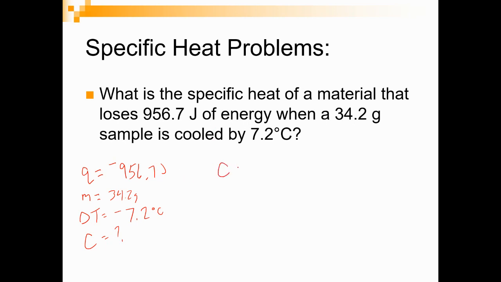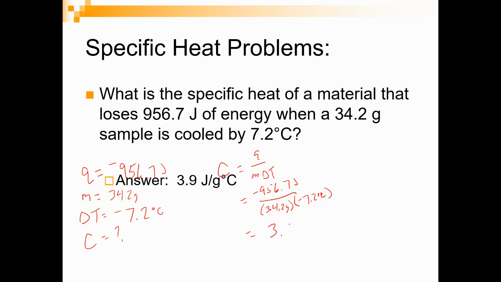Okay, so let's go ahead and solve this. Here's our equation, Q over m delta T. Q is negative 956.7 joules. The mass is 34.2 grams. And the change in temperature, negative 7.2 degrees Celsius. If you do that math on your calculator, you will get 3.9 joules per gram degree Celsius. And that's it. So we can solve for specific heats of substances if we know how much heat it takes, how much mass was heated, and how much the temperature changed.